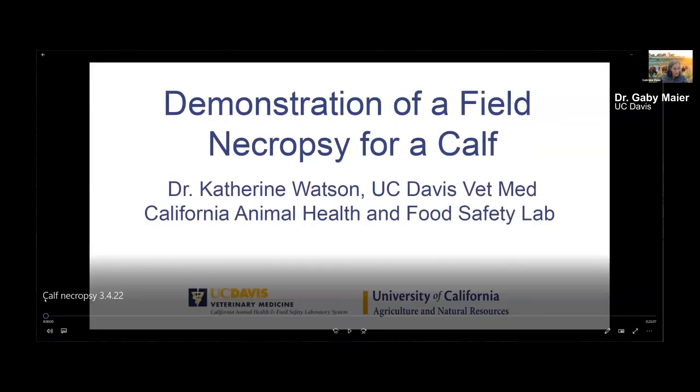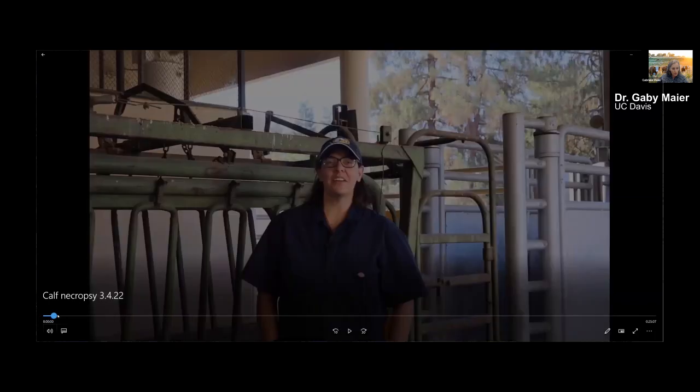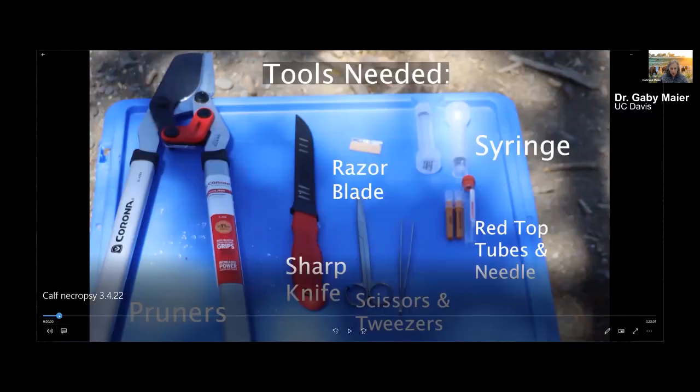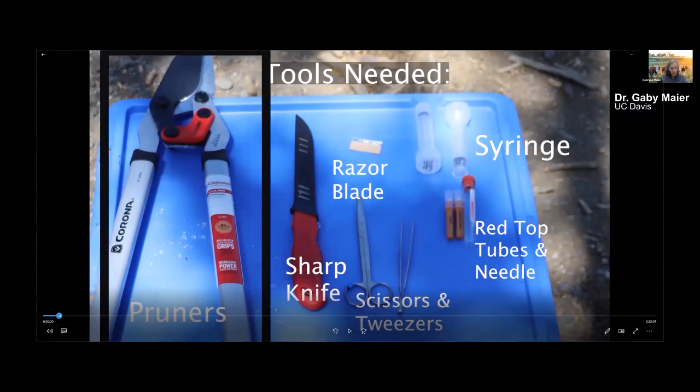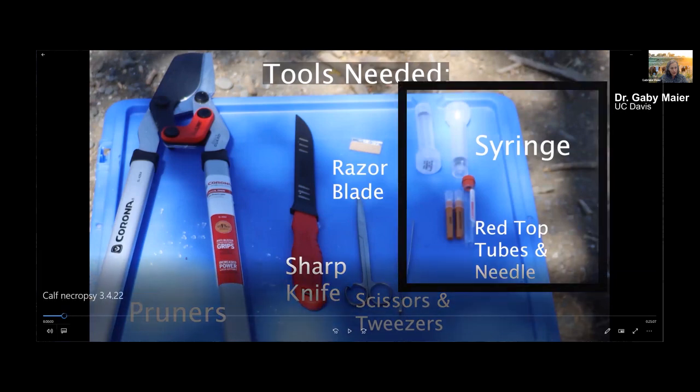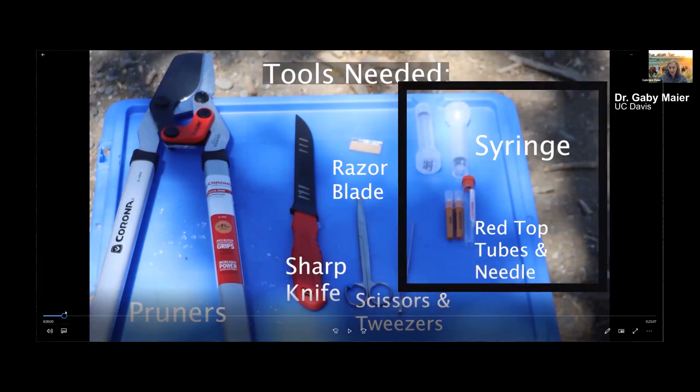And I'm just going to flip through it a little bit. So this is Dr. Kate Watson, and we'll show you again. We're showing you here the tools. And just as a warning, we are cutting open an animal. So if that's something you don't want to see, then you may want to go and get a drink or something for the next 5 minutes.